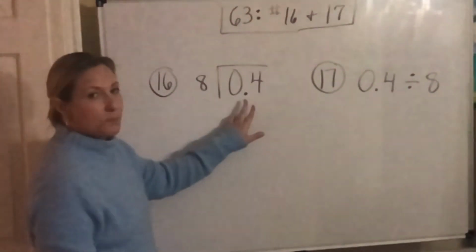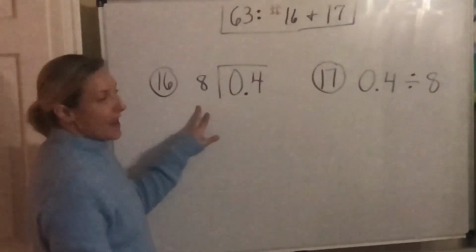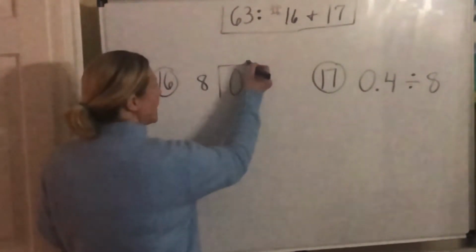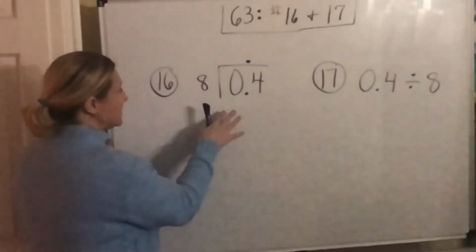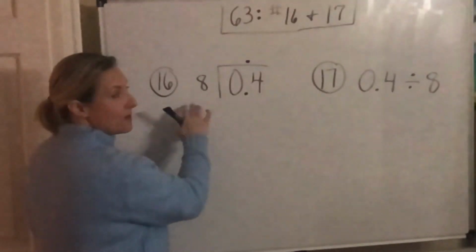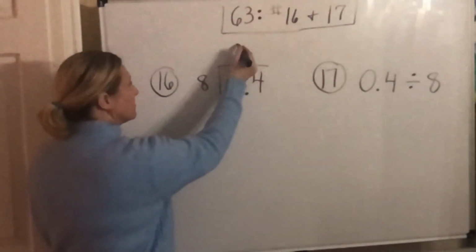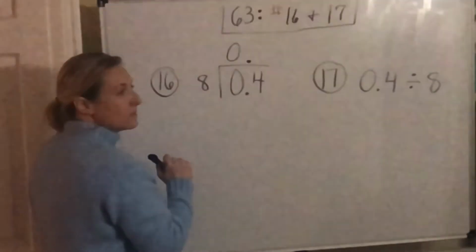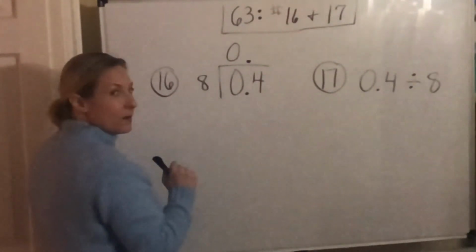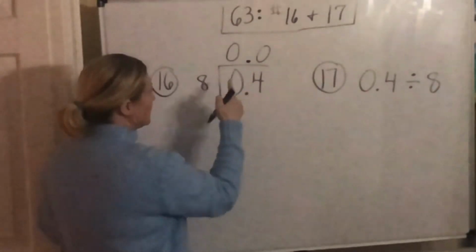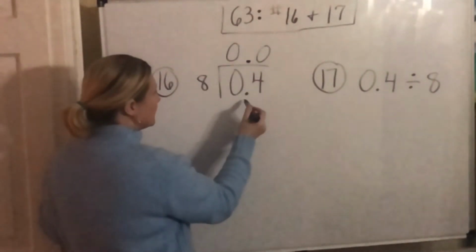Number 16 is 0.4 divided by 8. So first we look at our decimal and we'll bring it straight up because there is no decimal out here, so we just bring it straight up. Does 8 go into 0? 0 times. Does 8 go into 4? No, 0 times.